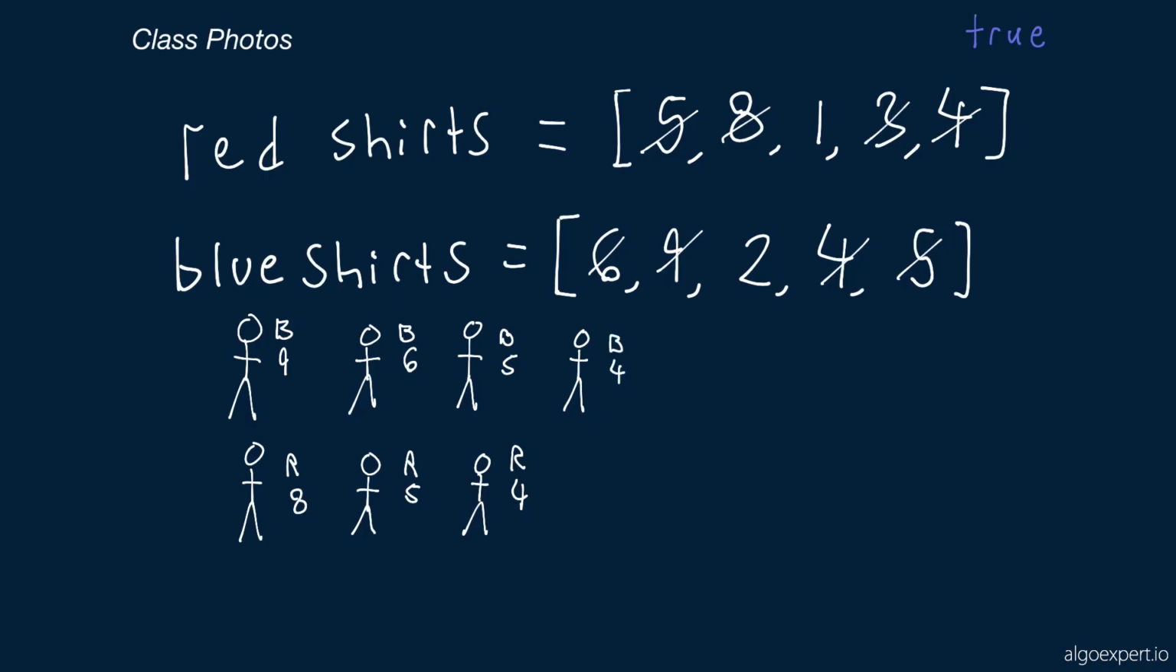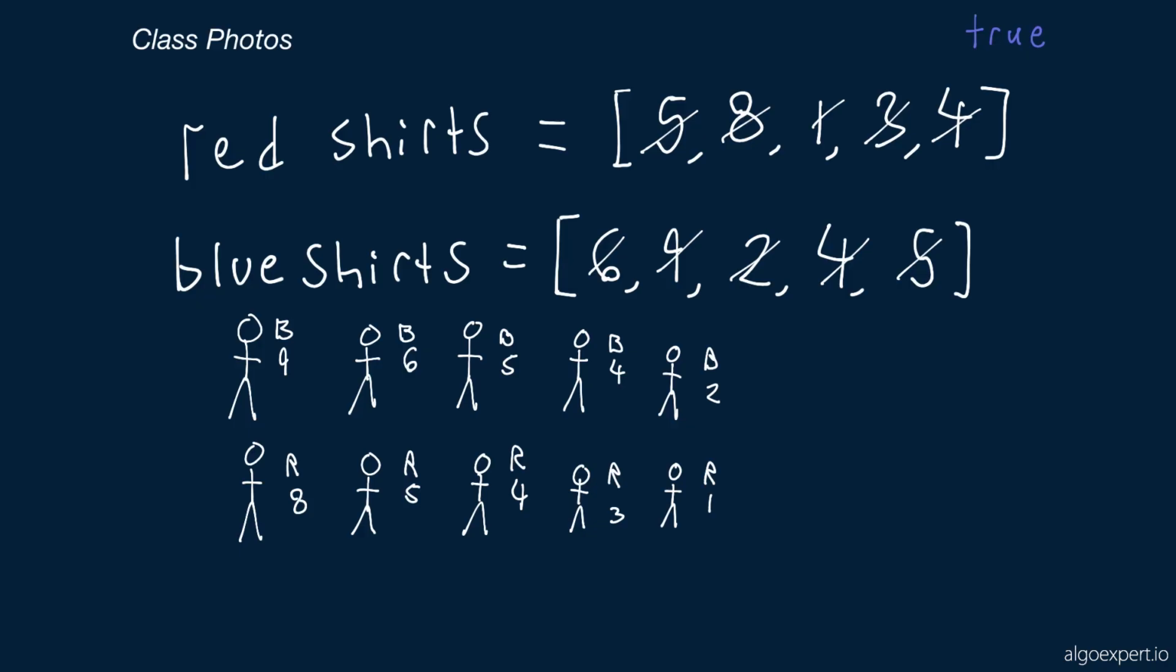Then I will place my student with height 3 in front of him. So like that. Red and height of 3. And then lastly, I'll place my student with height 2 and my student with height 1. So student with height 2 will be right there, blue shirt, height 2, and then student with height 1 will be there, red shirt and height 1.